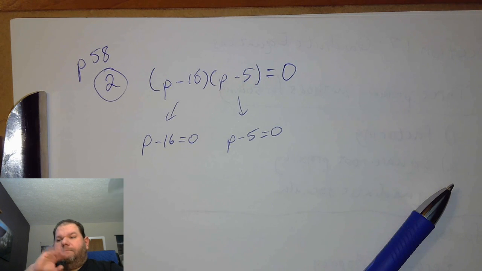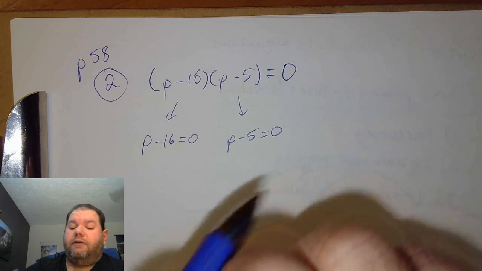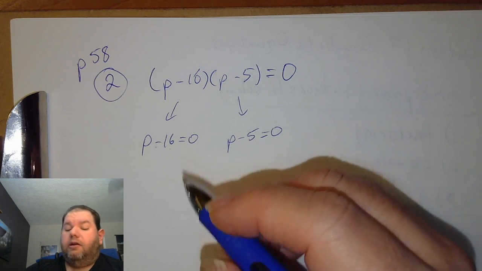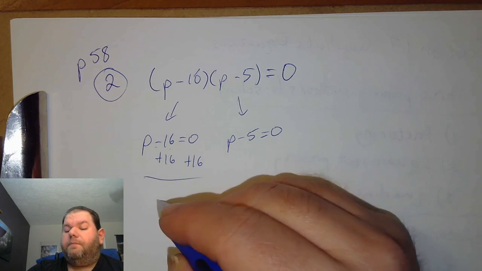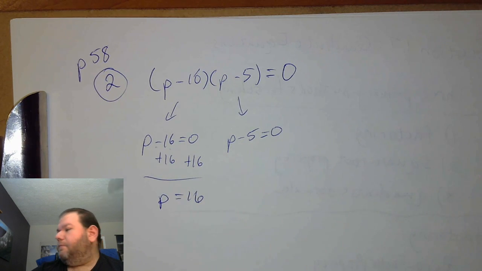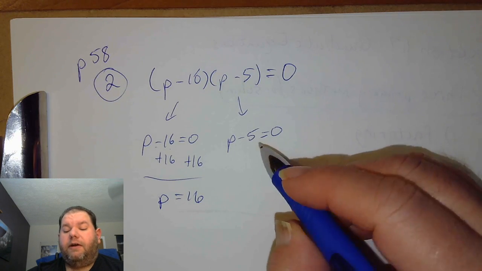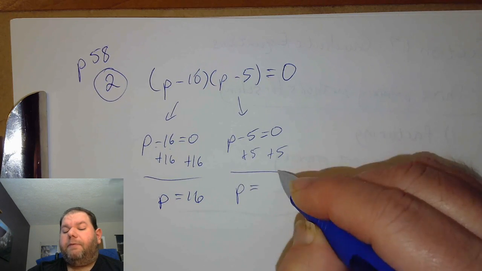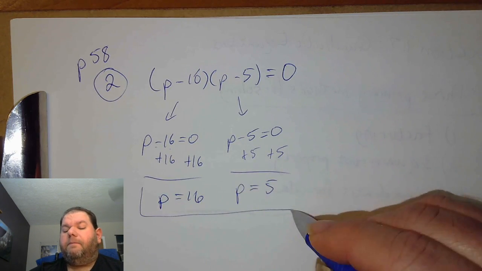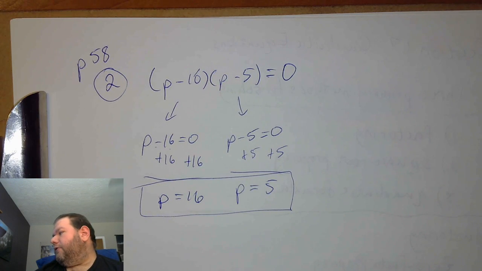Well, if we want to get the variable p by itself, then we have to do the opposite of the number there, which in this case is 16. So the opposite of a negative 16 would be to add 16 to both sides. Same thing happens here. If we have p minus 5, then we add 5 to both sides. So p is equal to positive 5. And right there are our two solutions.